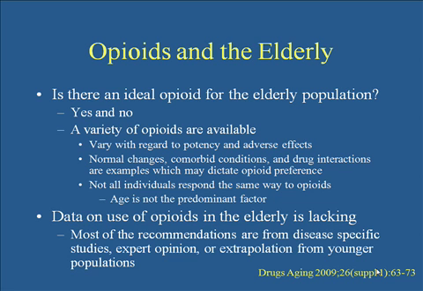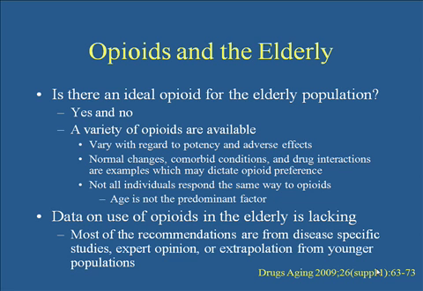As a matter of fact, there's a variety of opioids out there. I think many of us know that, and opioids can vary with regard to potency and adverse effects. Realize also that normal changes within the body, comorbid conditions, and drug interactions matter, as there are opioids known for having more drug interactions compared to others. Those are all examples of what may help dictate which opioid to use over another one.